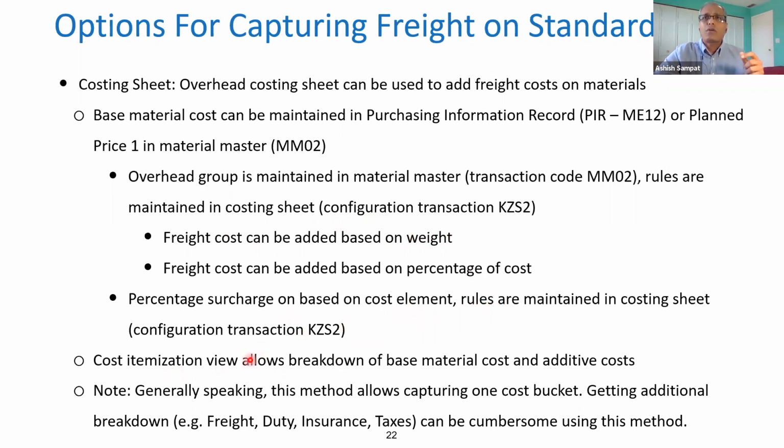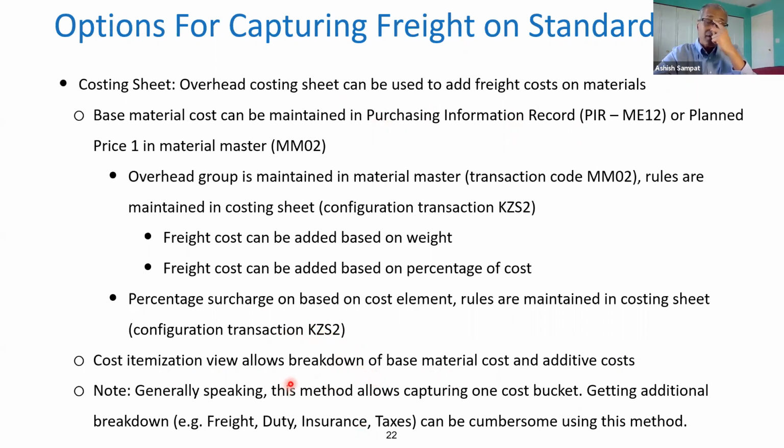And then when you run the costing based on the calculation that we have defined in the costing sheet, the itemization view will have the breakdown of base material cost and additive cost. So going back to our example, $10 will come from the PIR and $1 will come from the costing sheet. So there will be two lines in the itemization view. So that's where you get to see that.